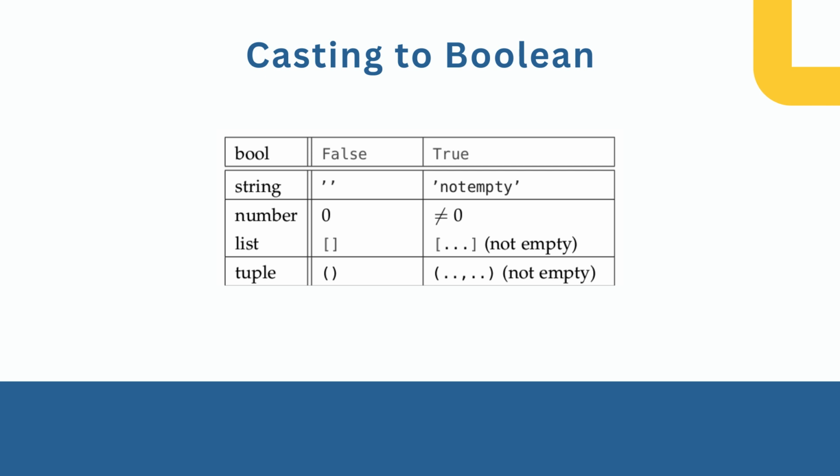Now for a number, if the number is 0, it will be converted to false, and if the number is not 0, that will simply be converted to true. Now for list and tuple, if it is empty, it will be converted to false when typecasting to Boolean, and if it is not empty, if it contains any values, then on typecasting to Boolean you'll get true. So that is about casting to Boolean. Now let us see some examples.